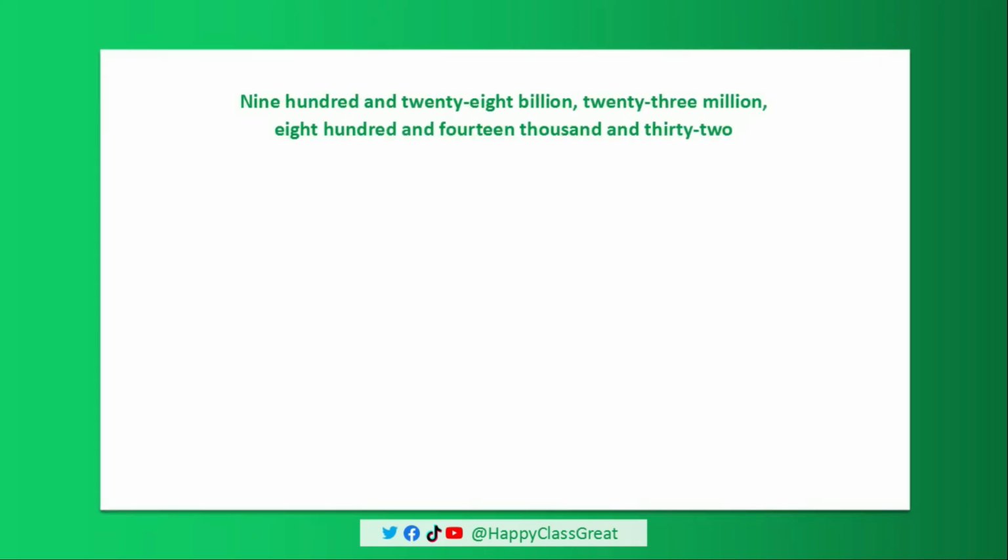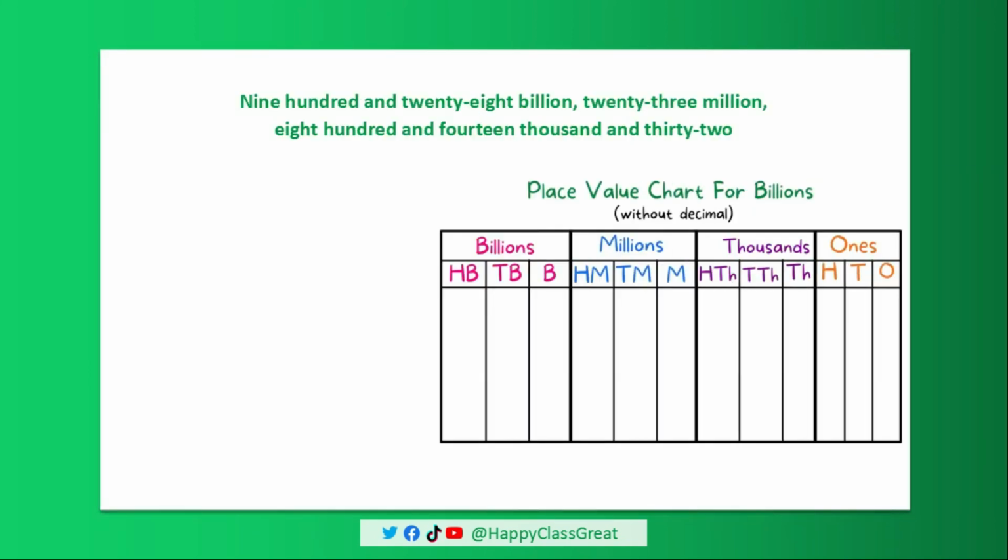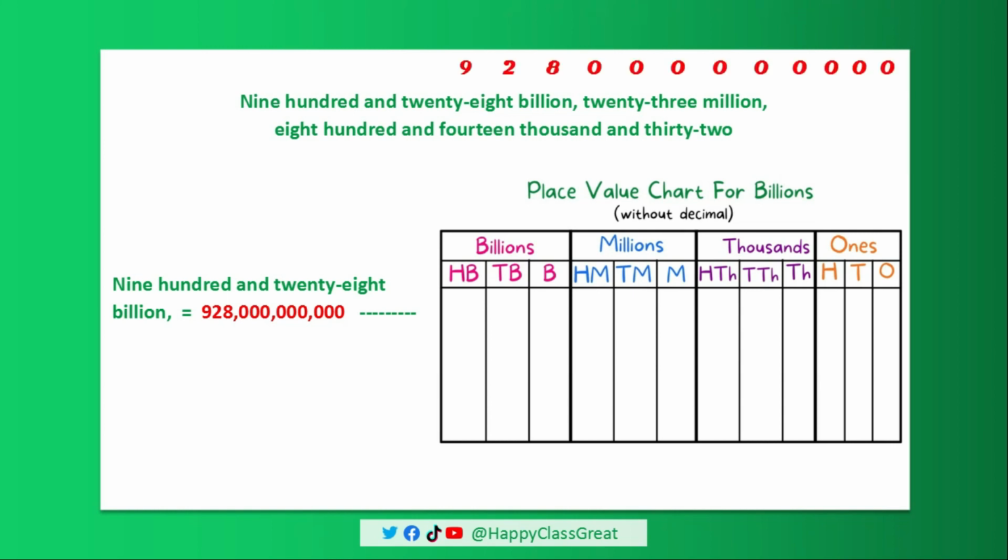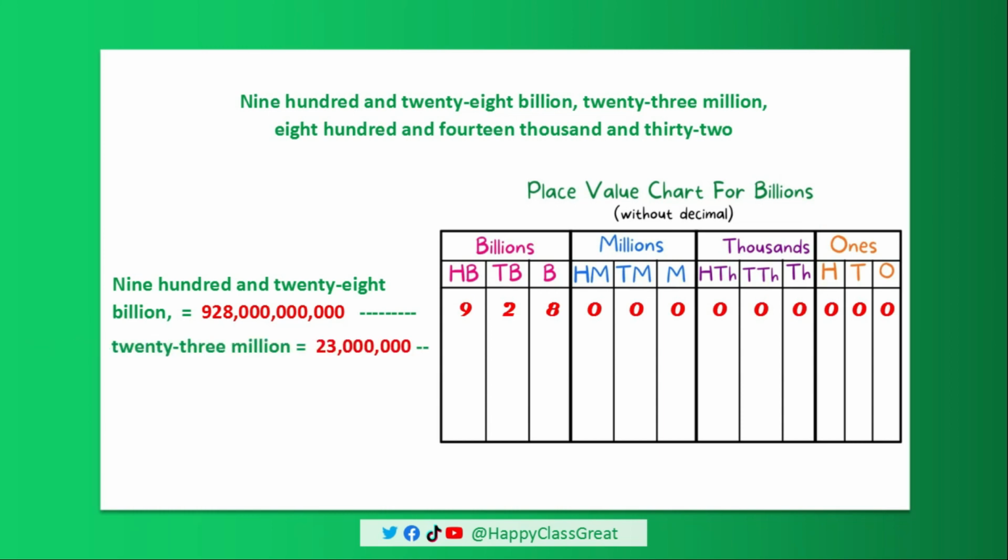So to write it in words, you first draw the place value chart for billions, I think without the decimal point. Then you split it into 3. The first part is 928 billion, which is 928 followed by 9 zeros, and you place it in the place value chart like so, followed by 23 million, which is 23 followed by 6 zeros, and you place it in the place value chart like so.